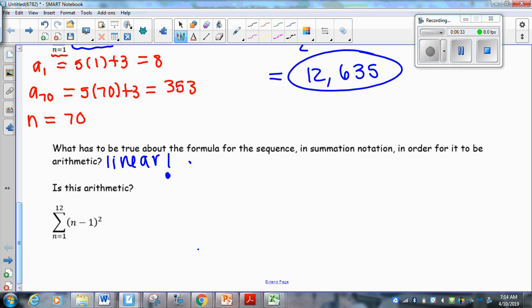So let's look at this example. Is this arithmetic? Hopefully you're thinking, I see a square. That's not linear. That would be quadratic. So nope, this is not linear. So for an arithmetic series, that formula that you put in summation notation has to be linear. That's how you'll know you're working with an arithmetic series. Okay, that completes the video for level 3B.